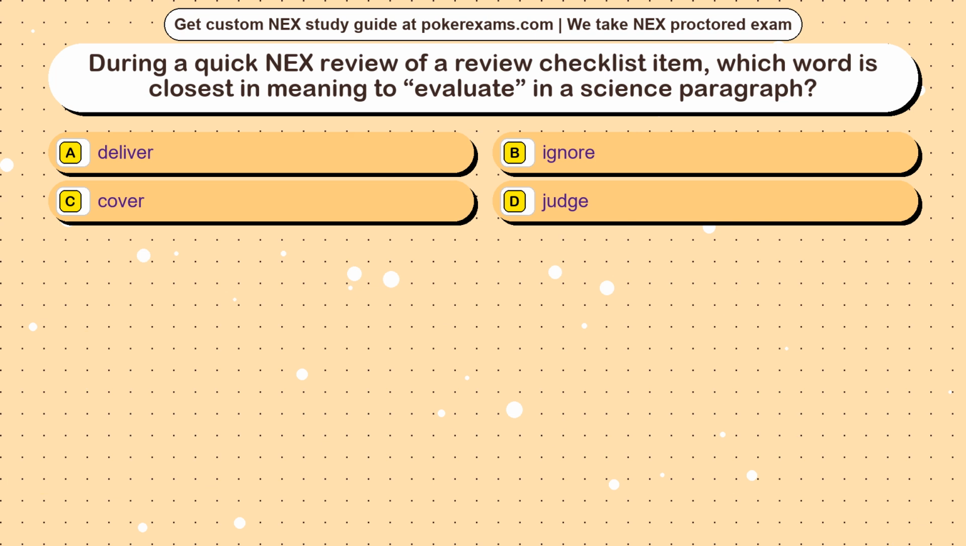Question 2. During a quick review of a review checklist item, which word is closest in meaning to evaluate in a science paragraph? Option A, deliver. Option B, ignore. Option C, cover. Option D, judge.